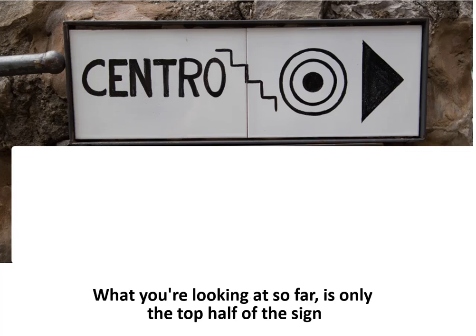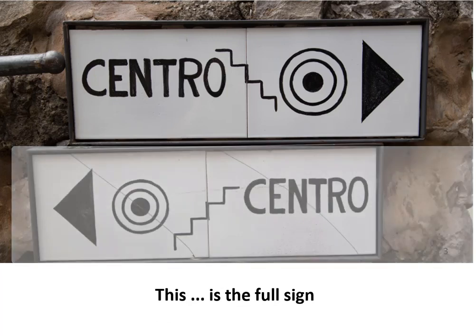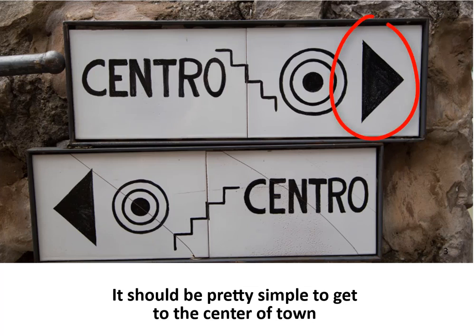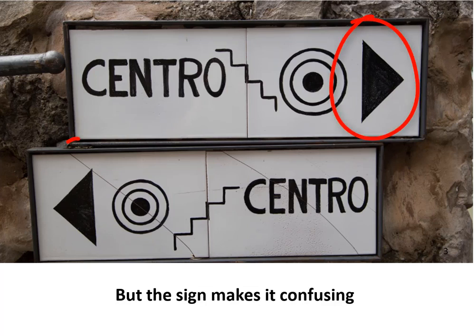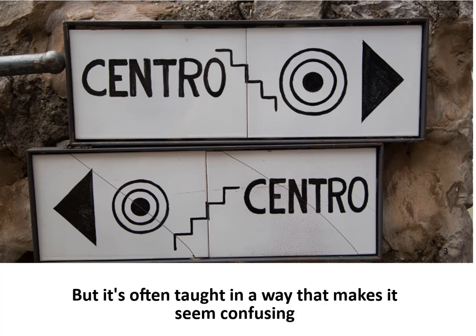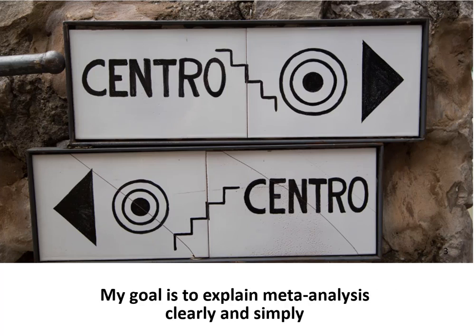What you're looking at so far is only the top half of the sign. This is the full sign. And I think that this is a reflection of the way that meta-analysis is often taught. It should be pretty simple to get to the center of town, but this sign makes it confusing. Meta-analysis is pretty simple when it's taught properly, but it's often taught in a way that makes it seem confusing. My goal is to explain meta-analysis clearly and simply.